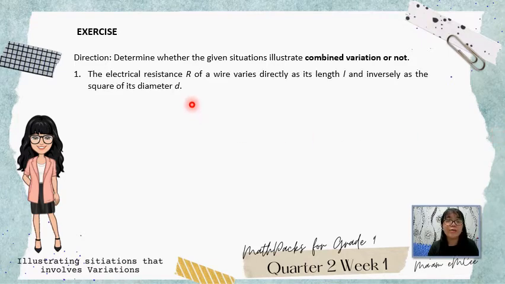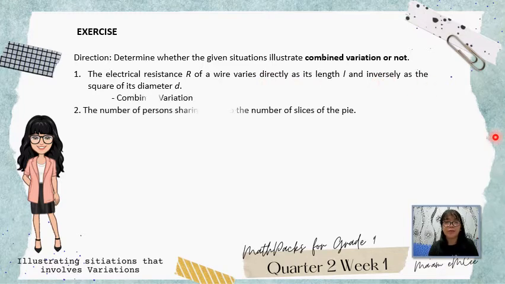First, the electrical resistance R of a wire varies directly as its length L and inversely as the square of its diameter D. So this illustrates a combined variation because there is the presence of direct variation as well as inverse variation. Now, for the second one, the number of persons sharing a pie to the number of slices of the pie. Now, remember, as the number of persons sharing the pie increases, the number of slices of the pie, of course, also increases.